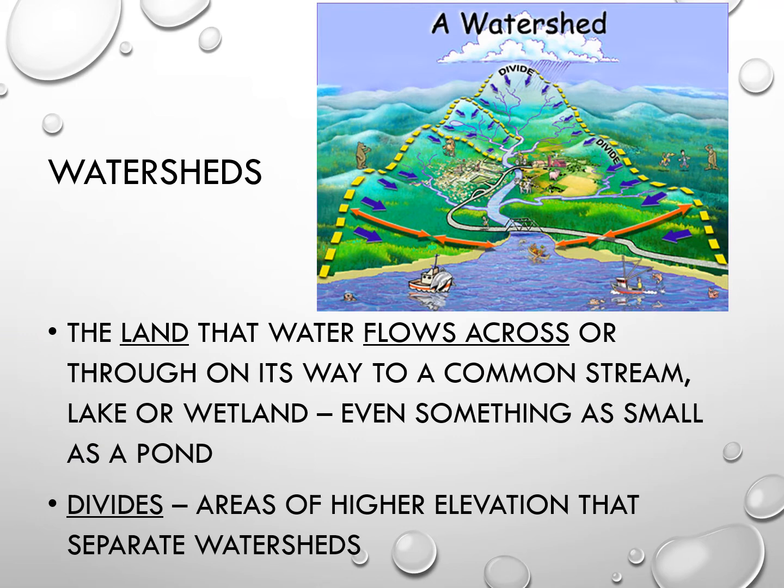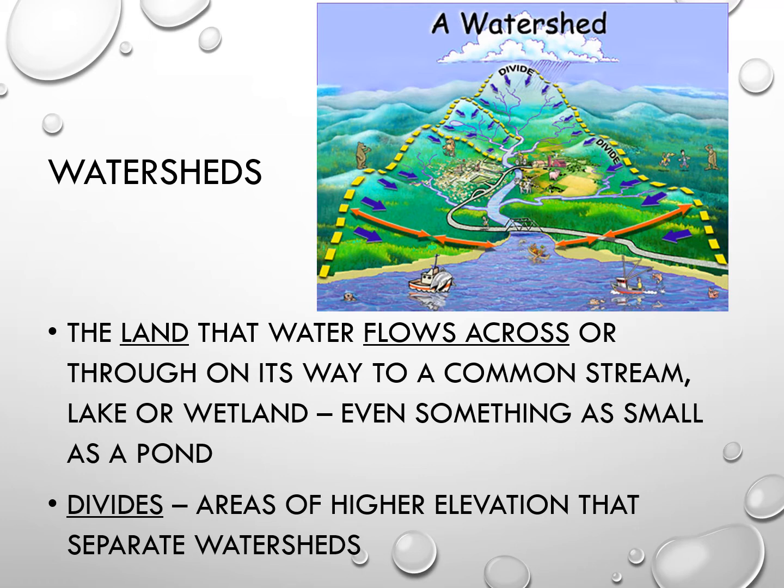So watersheds are simply the land that water flows across or through on its way to a common stream, lake, or wetland. Something maybe even as small as a pond. Okay, so we live in the Chesapeake Bay watershed. So any water that falls on the ground in our area is eventually going to end up in the Chesapeake Bay, because that's what this is referring to. It's where all of the water ends up going.